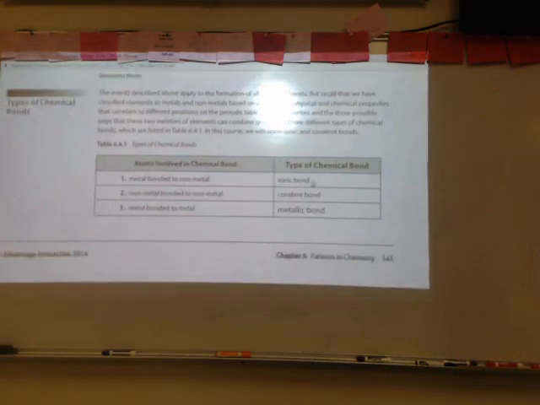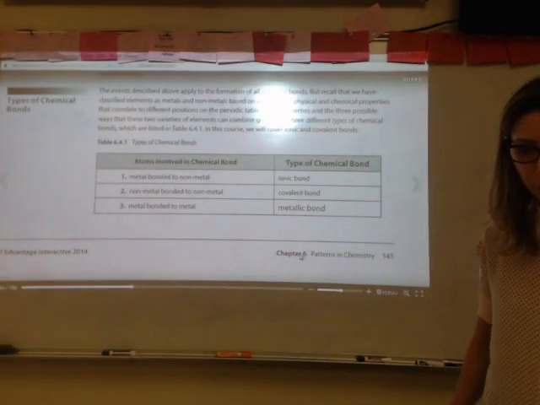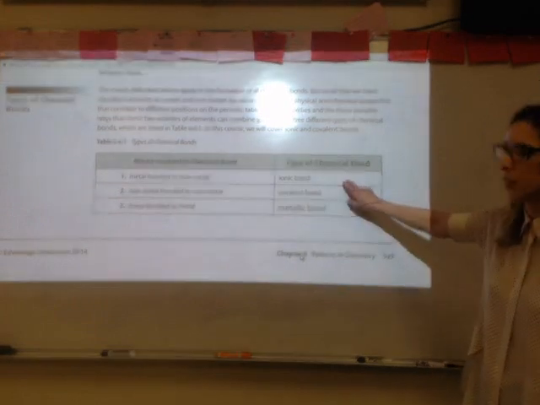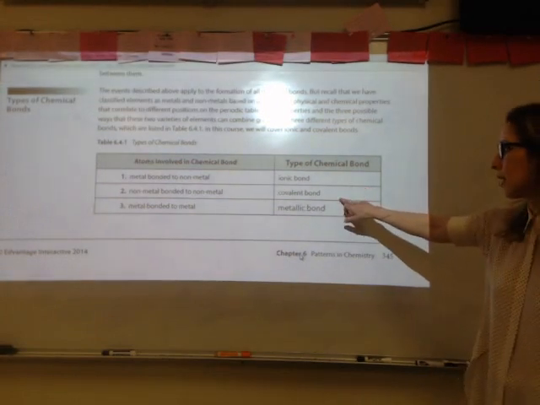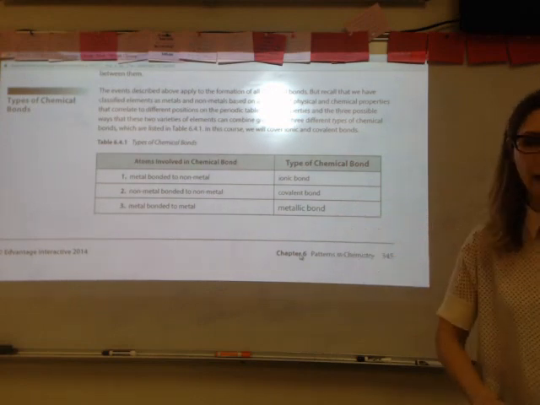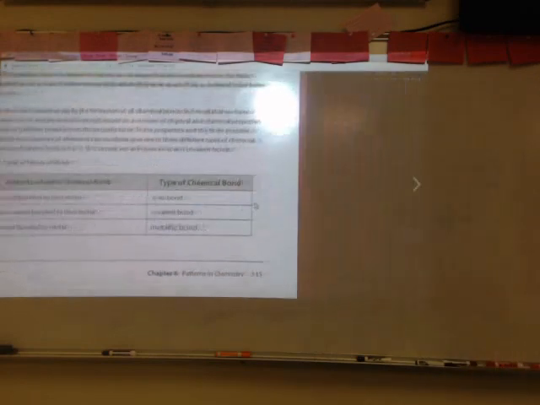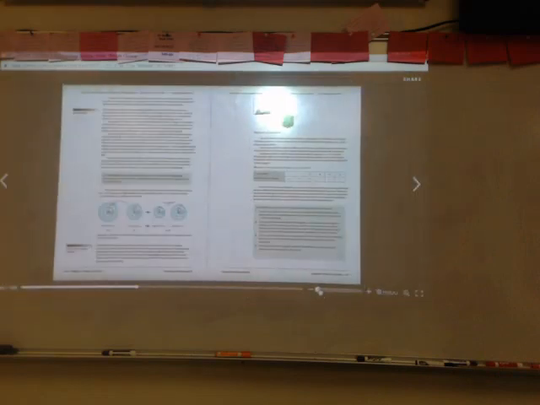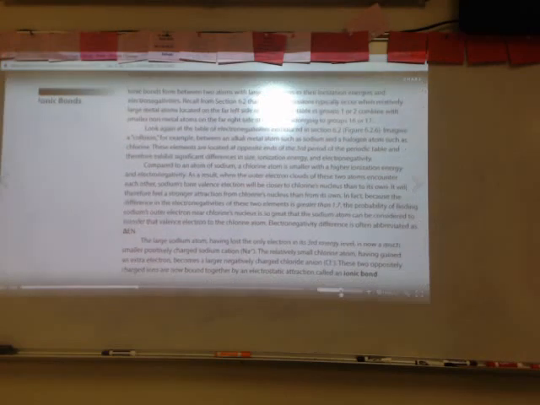And we have three different types of chemical bonds. The first one is an ionic bond, which is between a metal and a nonmetal. The second is a covalent bond, that's between two nonmetals. Third is a metallic bond, which is between two metals. If you take a look at the next page, we're going to start by talking about ionic bonds in detail.